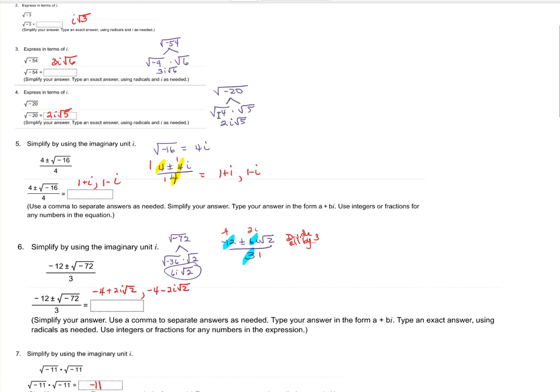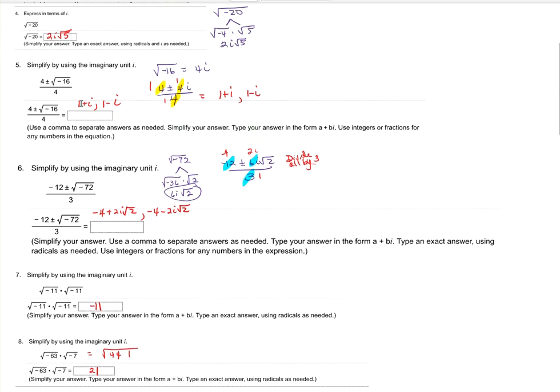That can be broken down to the square root of negative 4 times the square root of 5. That's 2i square roots of 5. Number 5, simplify by using the imaginary unit. So think of this as what you might come up with if you were solving a quadratic equation. We've gotten this far. Well, let's take this square root of negative 16. That's equal to 4i. So now I've got 4 plus or minus 4i over 4.